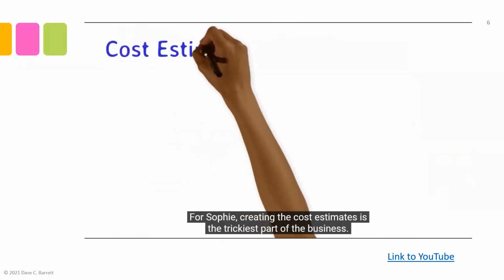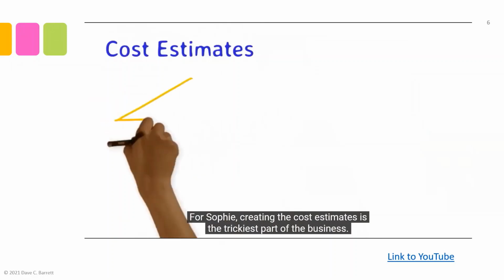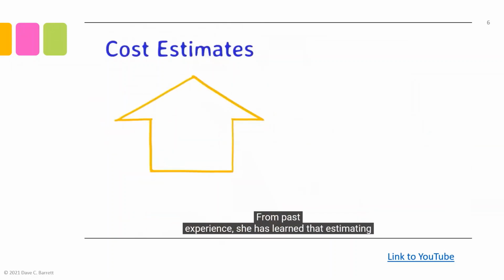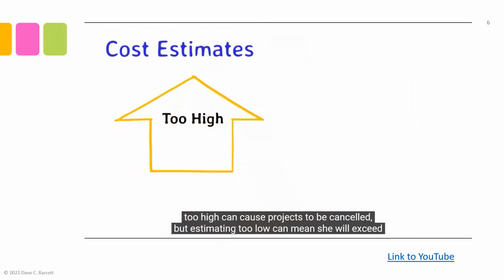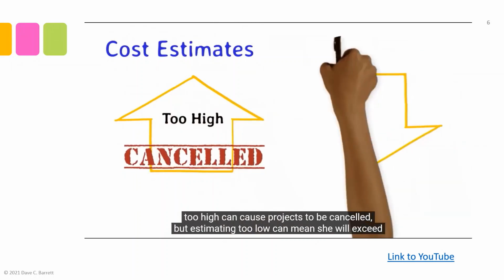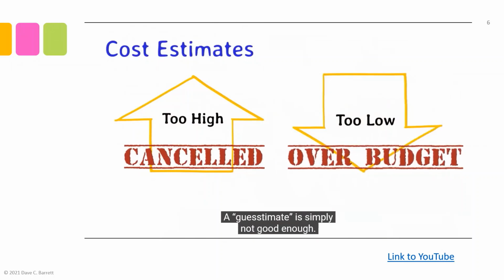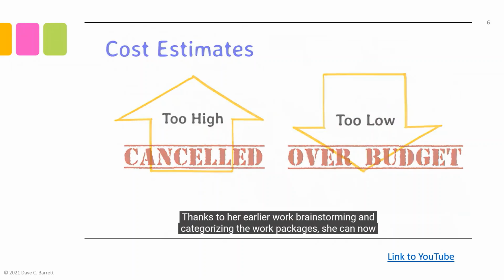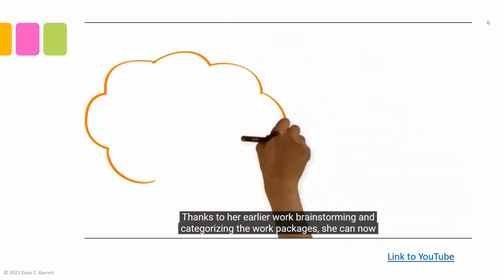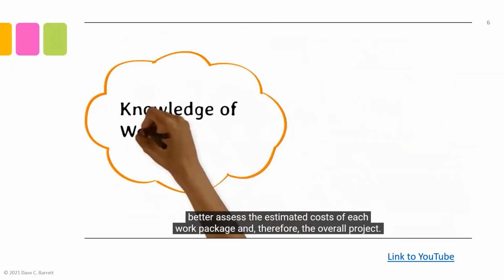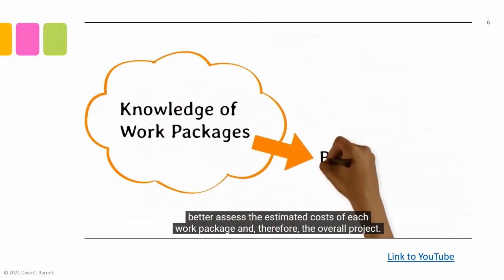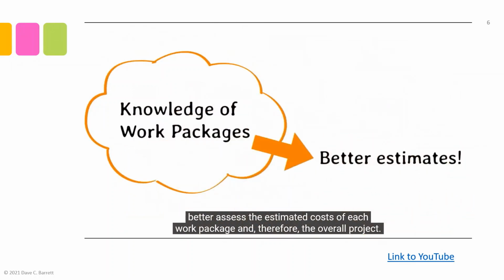For Sophie, creating the cost estimates is the trickiest part of the business. From past experience, she has learned that estimating too high can cause projects to be cancelled, but estimating too low can mean she will exceed her cost later. A guesstimate is simply not good enough. This time, Sophie feels confident. Thanks to her earlier work brainstorming and categorizing the work packages, she can now better assess the estimated cost of each work package, and therefore the overall project.